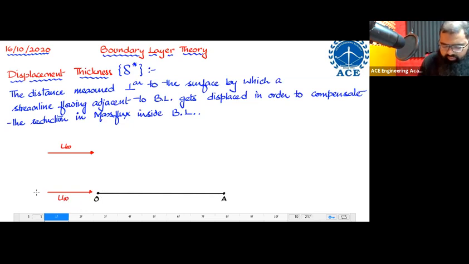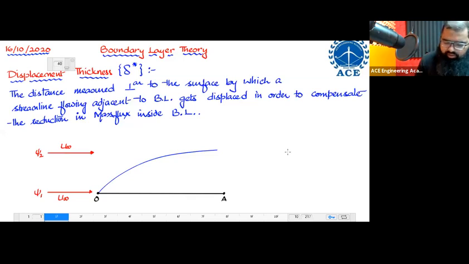Suppose a streamline over here is some streamline psi 1. This is another streamline psi 2. So I have two adjacent streamlines. Suppose a boundary layer formation is taking place. Let us say the boundary layer formation is something like this.